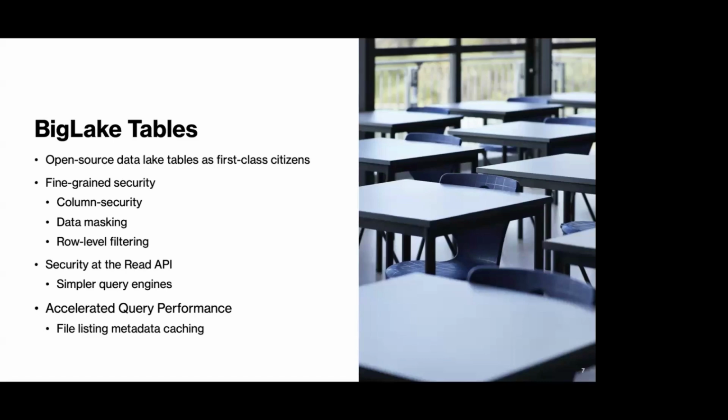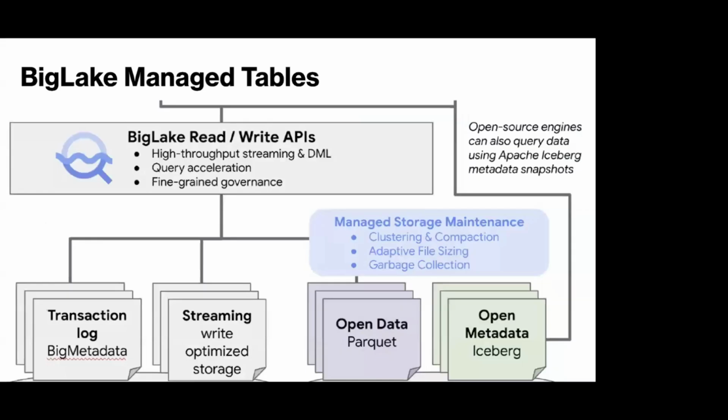So they don't want to make the query engine complex. They don't want the query engine to handle all these. The read API itself handles all these security features that they want. And they also mentioned that they do some kind of caching to have better query performance, because listing all the files on top of all these tables takes a lot of time, and they cache this information. Still, they don't discuss how they cache it, exactly what they do.